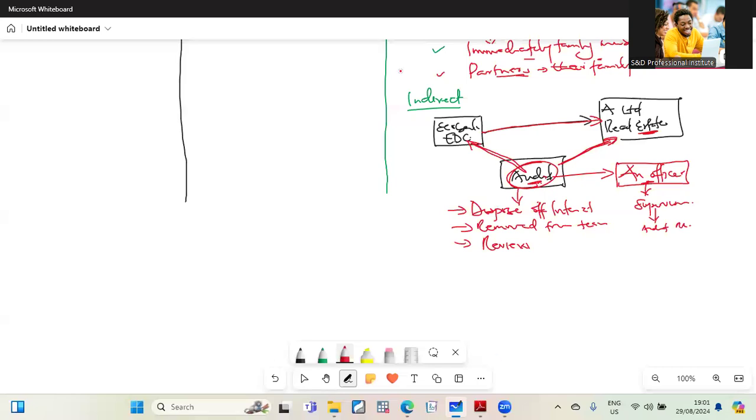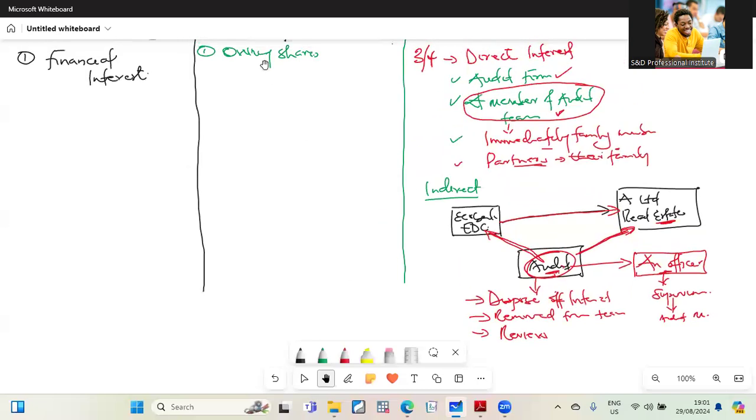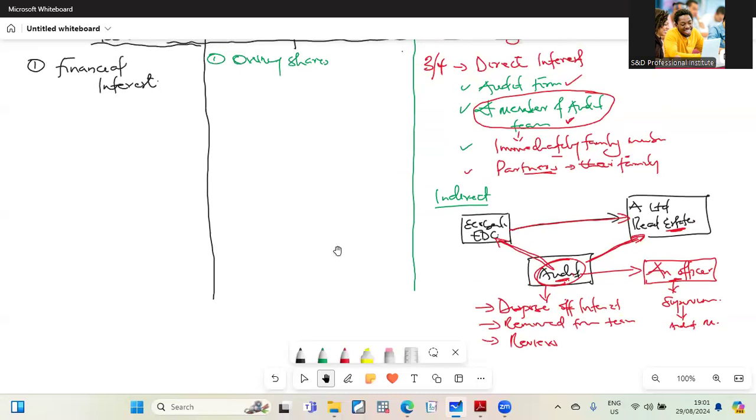All right, so now you can ask your question. Sir, good evening. Please, when you say dispose of interest, what does it imply? Sell. Sell, so the auditor will sell the shares he has in that company, that entity. Yes. And after he has sold the shares, the auditor also will be removed from the team. Of course. Okay. Then the work will be reviewed.